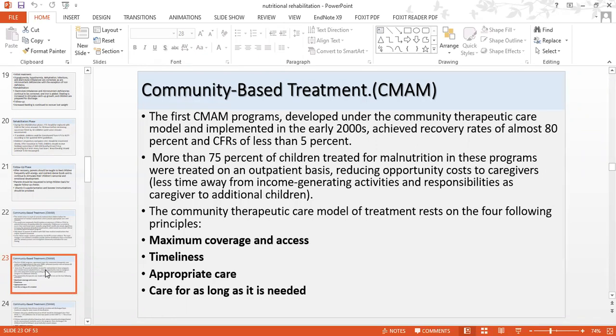This model is based on 4 principles: maximum coverage and access, timeliness, appropriate care, and care for as long as it is needed.